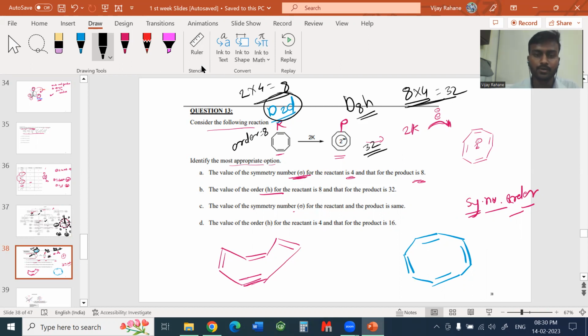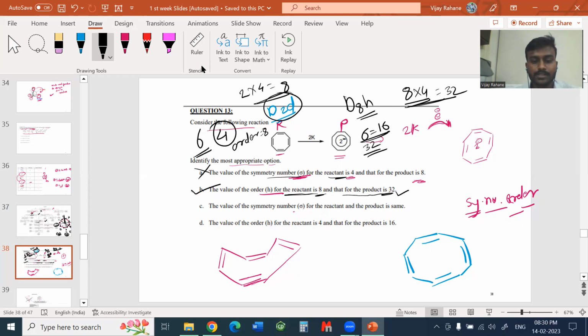And what is the symmetry number for the D2d point group? The symmetry number is 4, and the symmetry number is denoted by sigma. And for D8h, the symmetry number is 16. Now we are able to understand which is the correct statement. Here it is given that the symmetry number for the reactant is 4. This is an incorrect statement. Second, the given value for the order of the reactant is 8. This one is the correct one. And for the product it is 32. Right, this statement is correct.